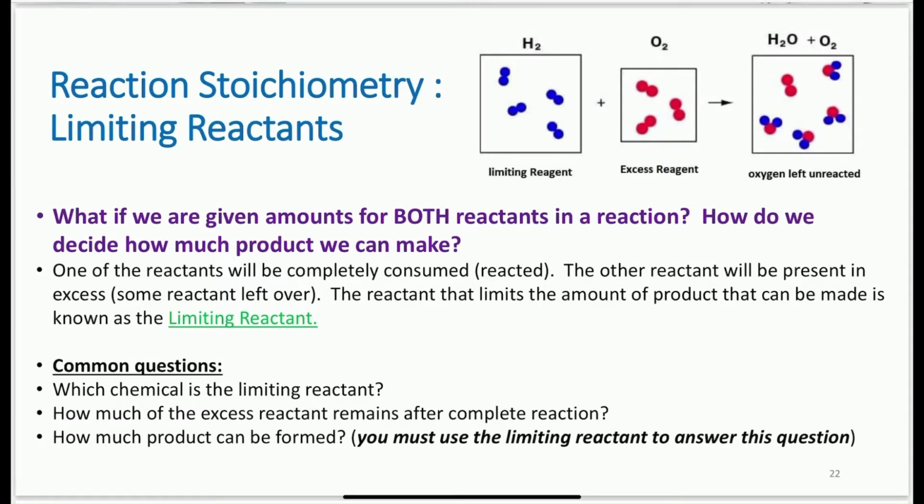In this case, one of the reactants will be completely consumed or reacted, whereas the other reactant will actually be present in excess, meaning some reactant will be left over. The reactant that limits the amount of product that can be made is known as our limiting reactant.